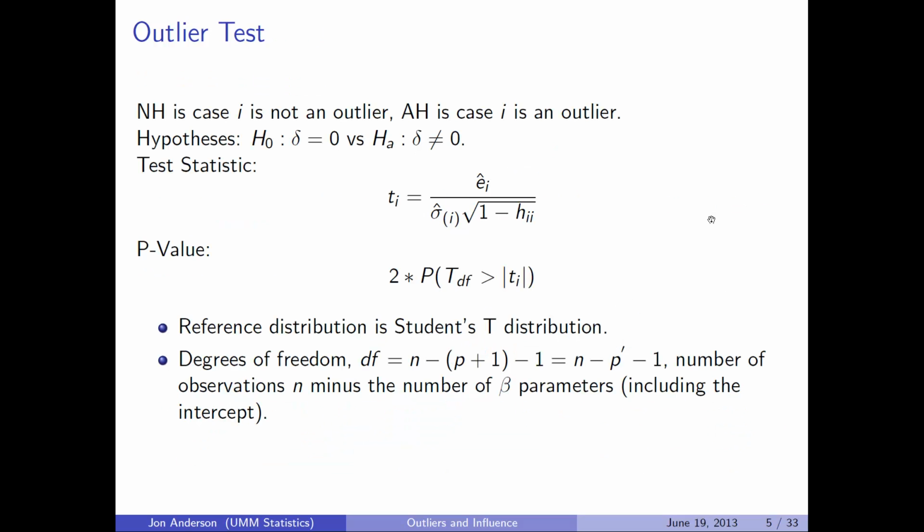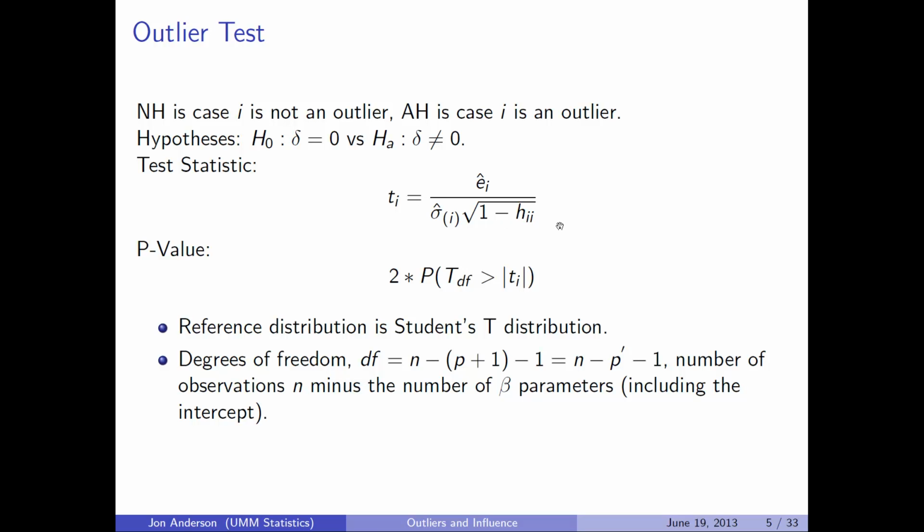We can form a test for a particular case being an outlier or not. The null hypothesis is that case i is not an outlier, and the alternative is that it is an outlier, and we can specify that through this shift parameter, delta being equal to 0 in the null hypothesis, and in the alternative that delta is not 0, meaning it's an outlier.